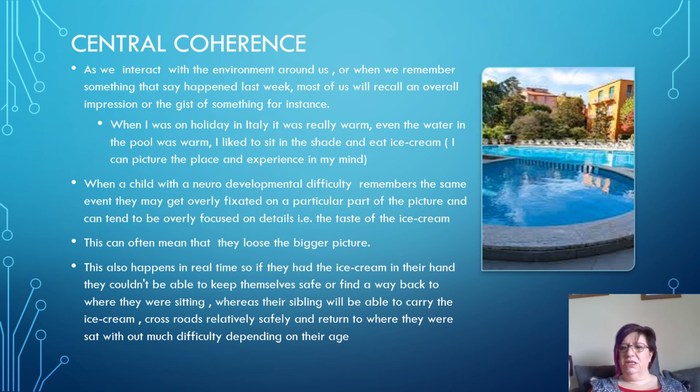So for somebody who is neurotypical, they'd be able to do that. They'd be able to picture where they were, they'd be able to figure out the route back to where they came from, and they'd be able to get back to that safe place. For a child with a neurodevelopmental difference, that's trickier, because once you're focused on one thing, say the ice cream in your hand, everything else goes out of the window and out of the picture.